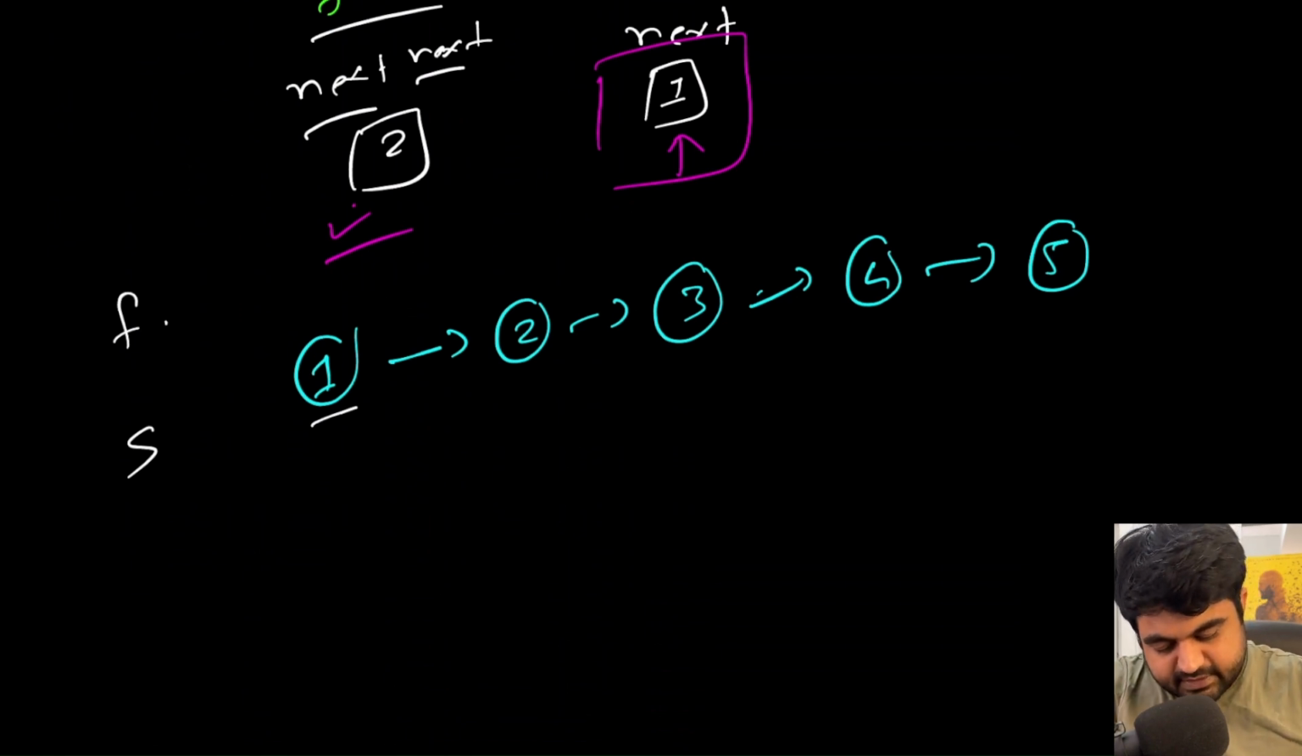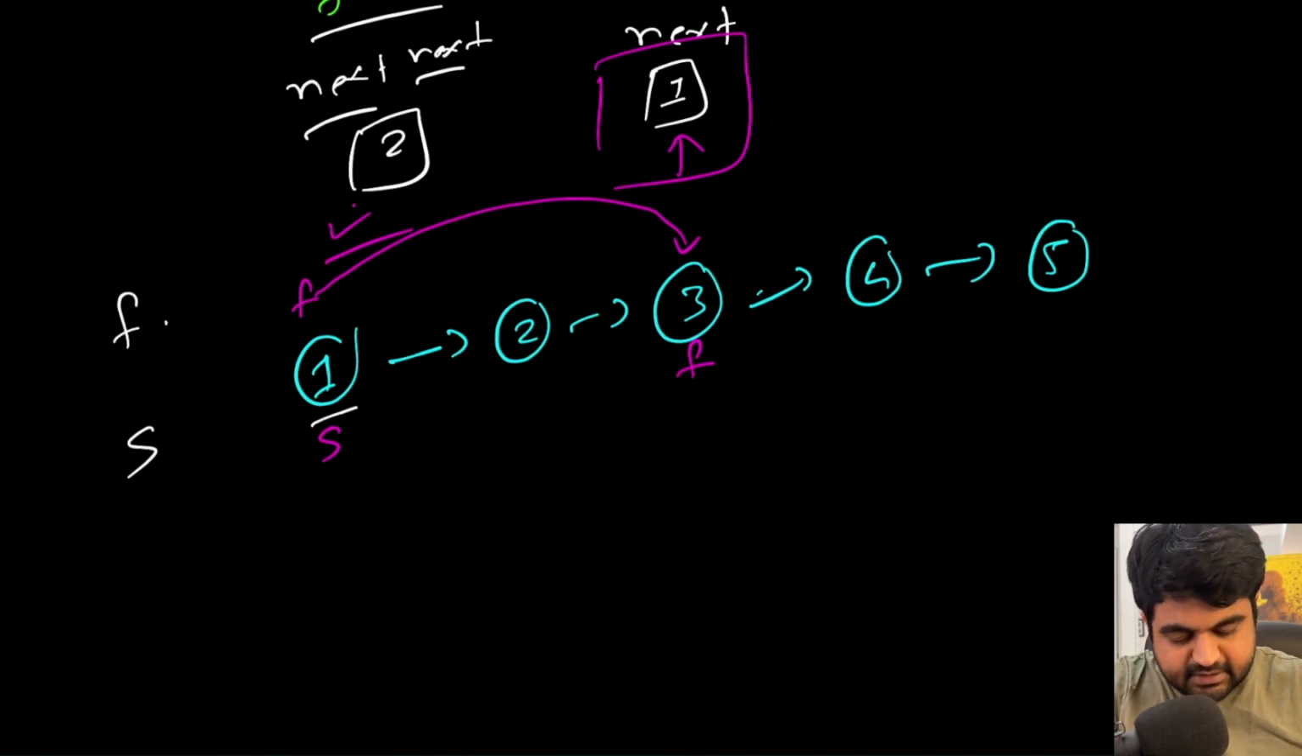So during the first round of iteration, fast and slow are starting at the same position. During the first round of iteration, fast pointer is going to make two jumps, so fast pointer would end up over here. Meanwhile, slow pointer would only make one jump, so slow pointer would end up at the second location.